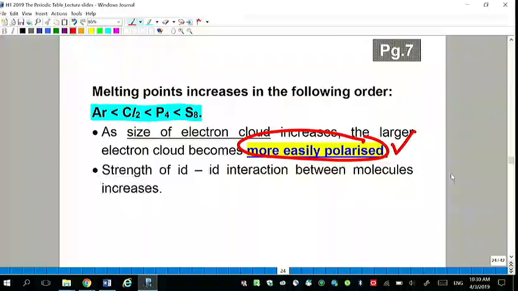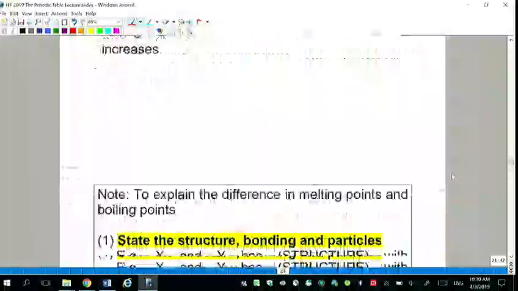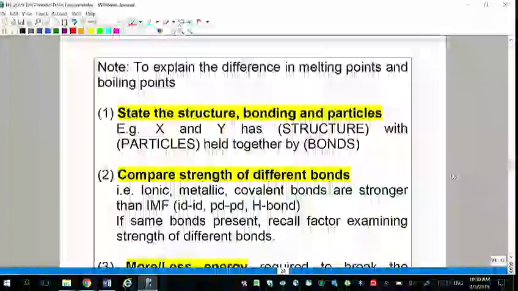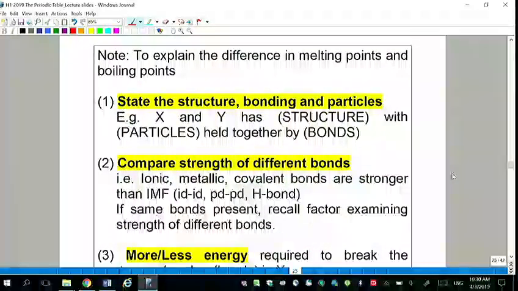Can? Okay. So to explain the difference in melting point and boiling point, take note that some of you I cannot see whether you are sleeping or not because your eyes are very small. So can you open your eyes bigger and look at the screen? I mean, there's nothing wrong. Okay, just yeah. So take note.